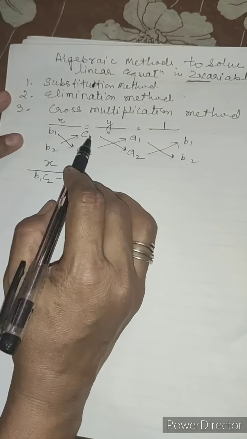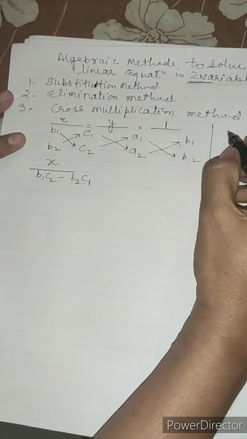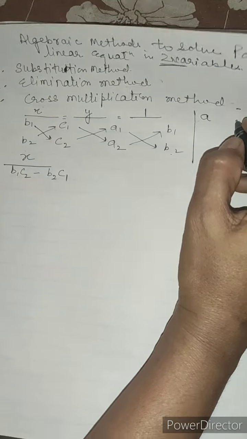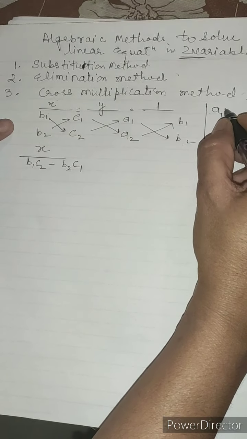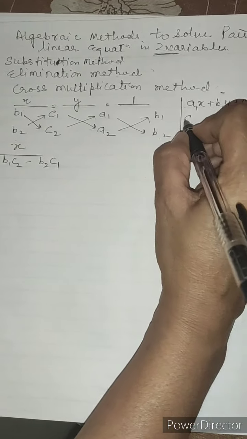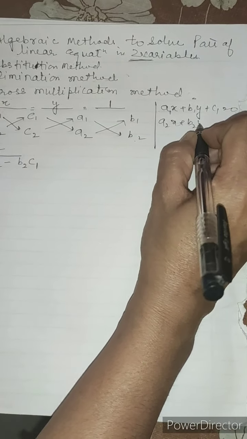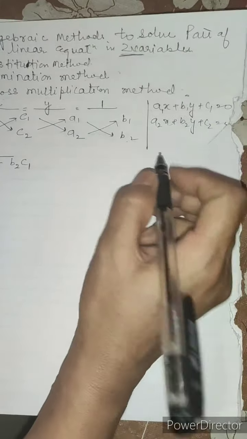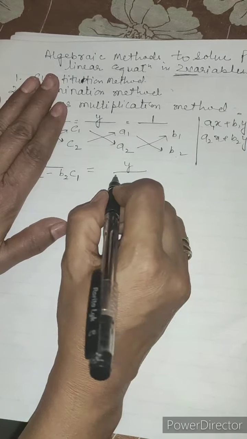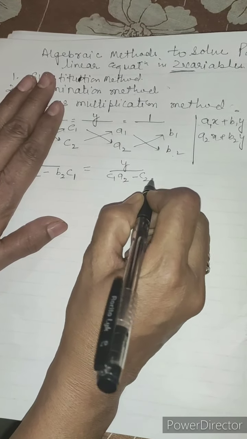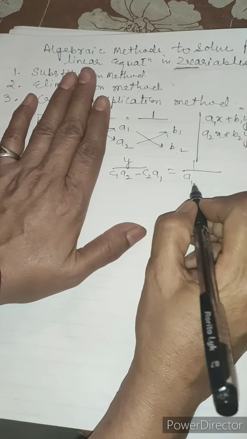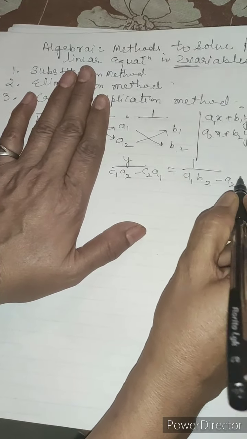Children, a1, a2, b1, b2, c1, c2, they are the coefficients. The pair of linear equations in two variables, the general form is a1 x plus b1 y plus c1 equal to 0, a2 x plus b2 y plus c2 equal to 0. So y upon c1 a2 minus c2 a1 equal to 1 upon a1 b2 minus a2 b1.